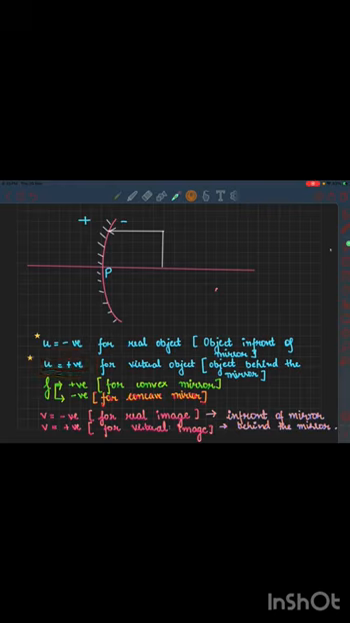Now the focal length for a convex mirror lies behind the mirror, hence the focal length is going to be positive. The focus for a concave mirror lies in front of the mirror, hence the focal length is going to be negative.